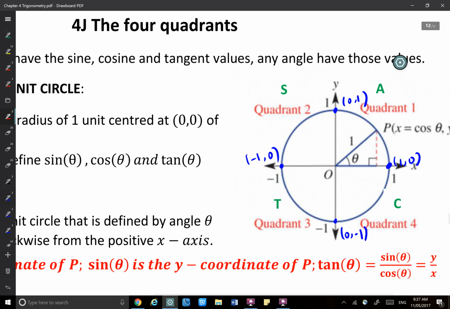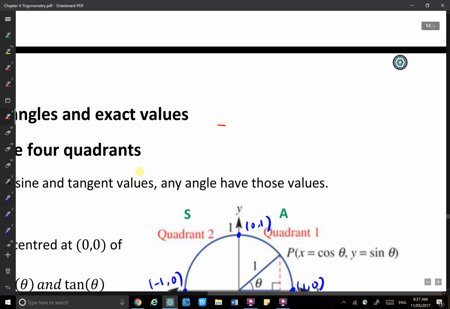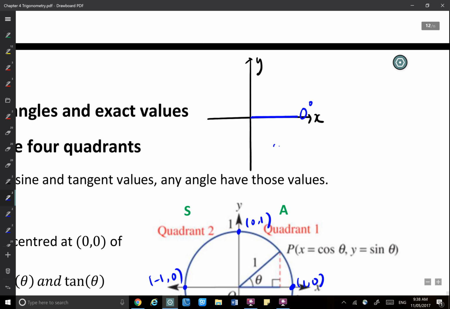Let's do one example here. We can draw a Cartesian plane, say y and x. I have a line from the center along the positive x-axis, making a 0 degree angle here.